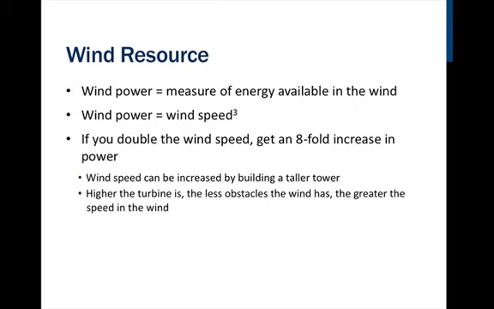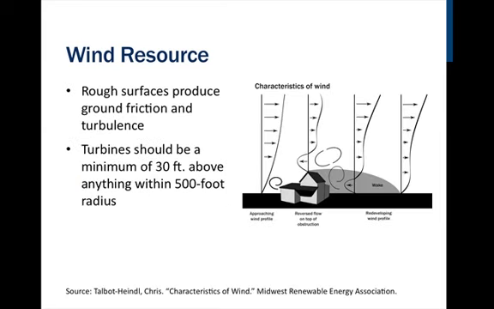The higher the wind turbine is in the sky, the less obstacles the wind has to move around, which means the greater the speed in the wind. As we can see in this illustration, rough surfaces produce ground friction and turbulence that wreak havoc on the wind resource. When a wind resource reaches an obstacle, the wind itself starts to reverse flow and collapse on itself, trying to get all the molecules of the wind past the obstacle. Long after the obstacle, the wind is still attempting to redevelop its profile. These turbulent winds are not conducive to producing electricity.